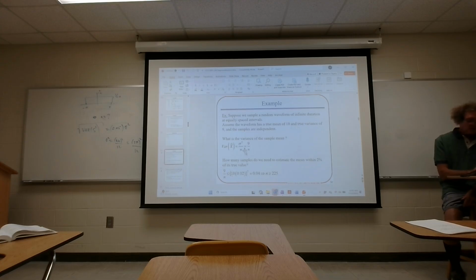Anyway, he goes, so 9 over n is going to be less than or equal to 0.4, which gives n equals 225. Basically, he's solving for n. Given this statement, that's the variance, then, I'm sorry, this is going to be 10% of the true mean. Then he's got to get the variance, he's got to square it over here.